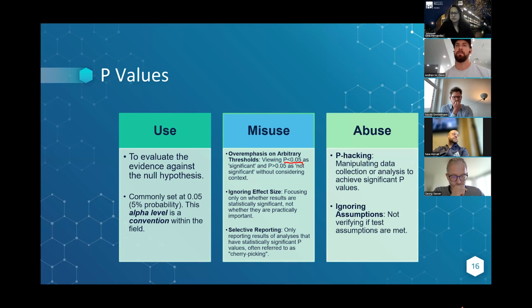So now, what is the abuse that we can see with p-values? As I told you in the previous session, we can have p-hacking, which is manipulating your data selection or your data analysis in order to achieve p-values that are significant. A really easy example that I can give you about p-hacking is, for example, you have your hypothesis in advance, and then you are running your analysis, and then you are finding that your p-value is 0.06, for example. So it's just about the threshold.